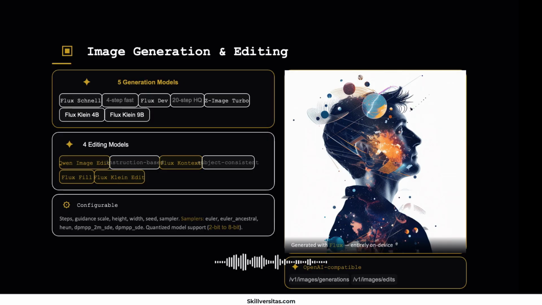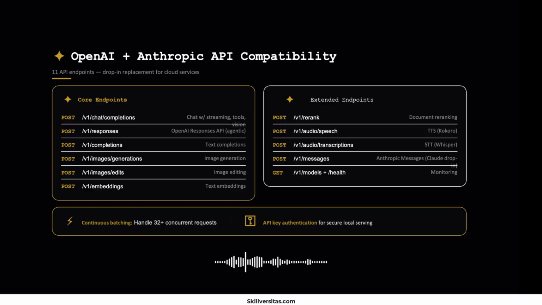What about image generation? MLXStudio supports 5 different generation models. You can configure steps, guidance scale, height, width, seed, and sampler. Samplers include Euler, Euler Ancestral, Heun, DPM++ 2M SDE, and DPM++ SDE. And yes, quantized models work too, from 2-bit all the way to 8-bit.